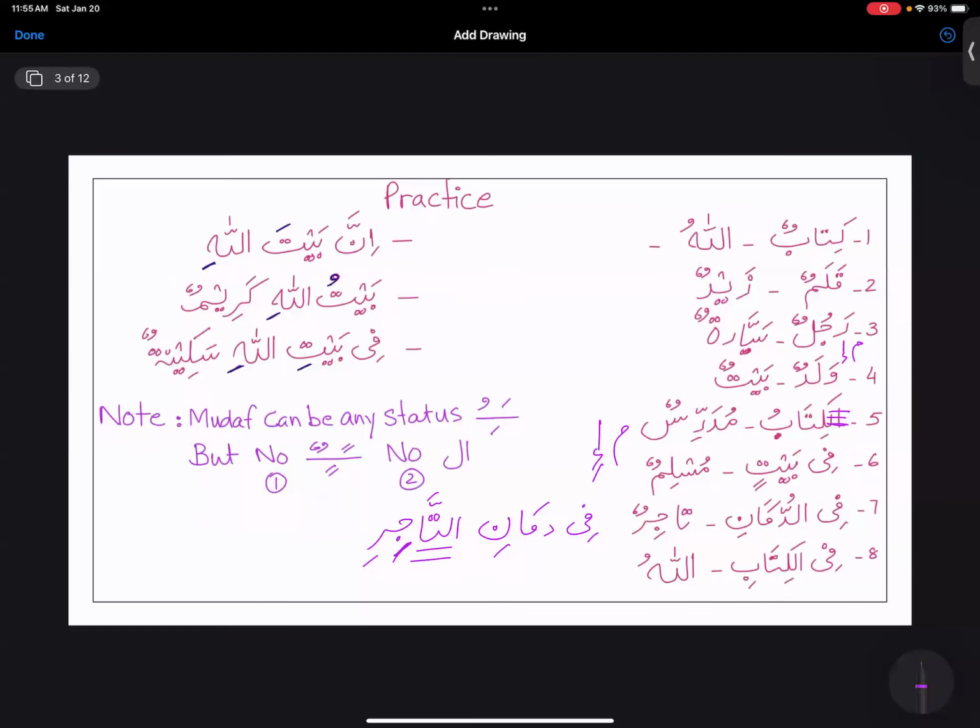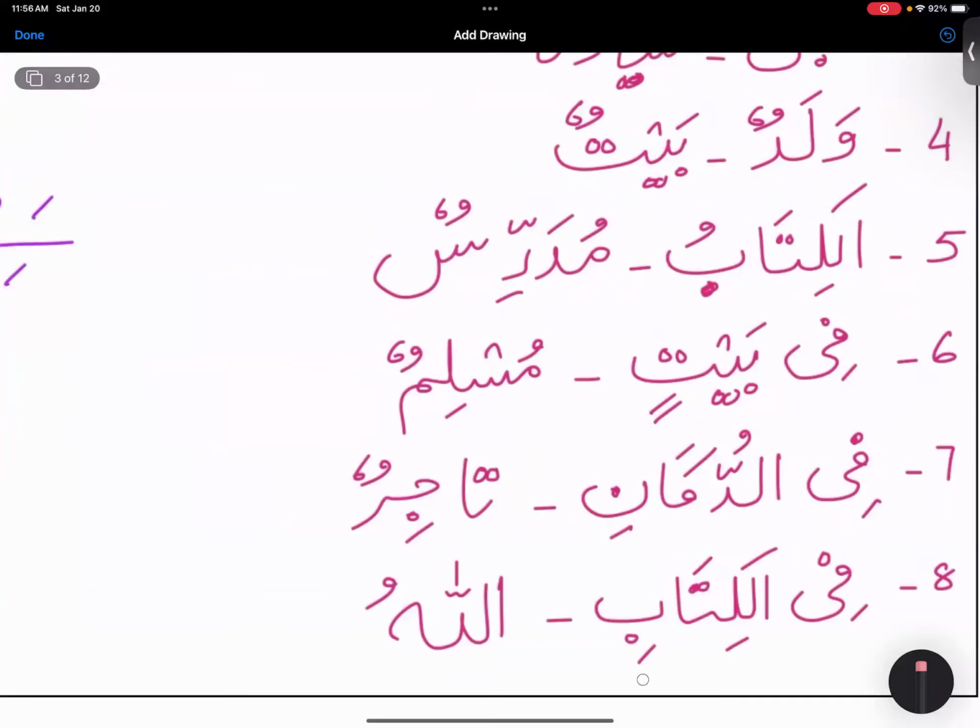Now fil kitabi and then the word Allahu. What's going on here? Fi kitabillahi, not fil kitabi. Can we do that, fil kitabi? No. Why not? Because mudaf cannot have the al. Only mudaf, as we are making kitab mudaf in the second fragment, that's why we cannot put al here. Since we are turning it into mudaf, not mudaf ilayhi.